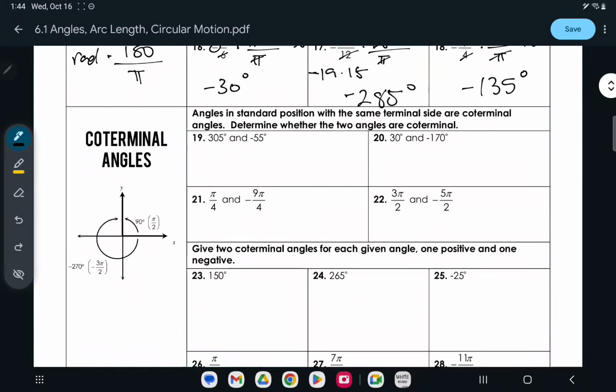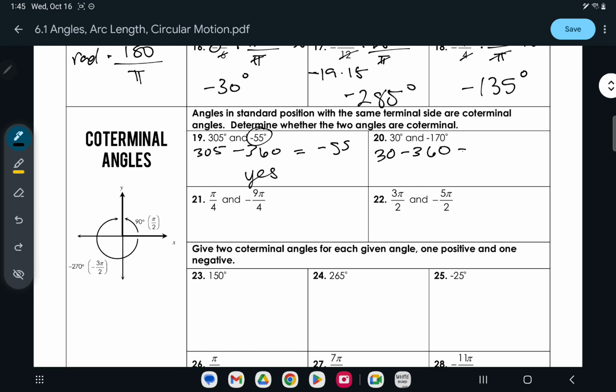All right, coterminal angles. That just means they have the same terminal side. So we're going to see if these sets of angles are coterminal. If I'm going from 305 down to negative 55, I'm going to take the 305. And if I'm going the negative direction, I'm going to subtract 360. We're either going to add 360 or subtract 360 is really what's going on. If I subtract it, I get negative 55, which is here. So yes, they are coterminal.